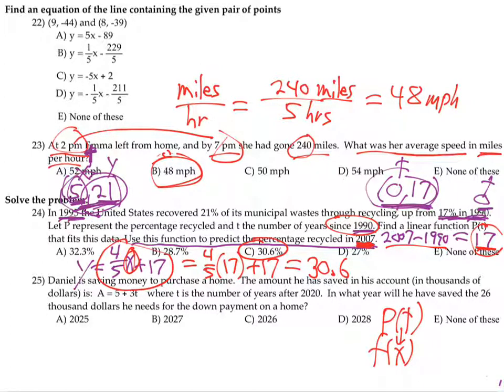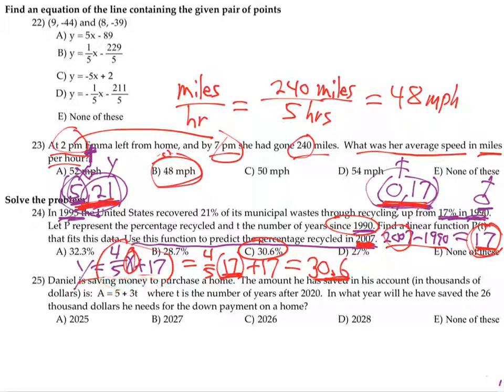So that was a long problem. We had to find the 2 points, (5, 21) and (0, 17), and then do all the work with the 2 points to get this equation, y equals 4/5 x plus 17, using slope and everything. And then we had to plug in for the year 2007. That was 17 years after the start. Plug in 17, and we get the percentage recycled. That was a long one. All right, now number 25.